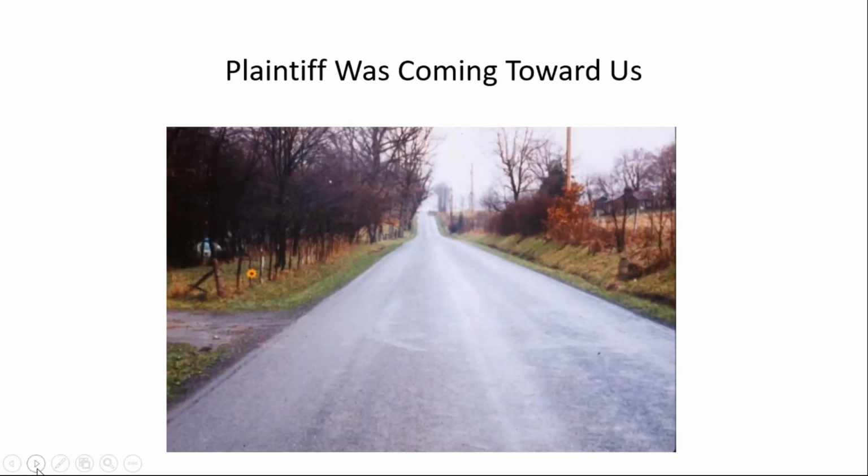So here's a picture looking opposite the direction of the plaintiff's vehicle. The plaintiff was actually coming toward us. You can see they would be coming downhill on a relatively straight section of road. This part of the US is kind of hilly, so this would be an unusually long straight section of roadway for this part of the country.